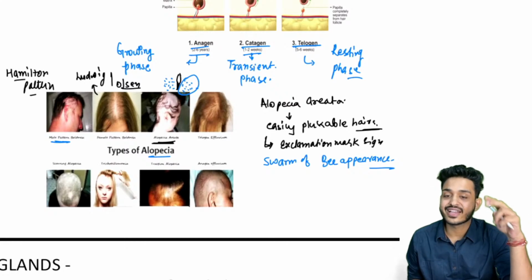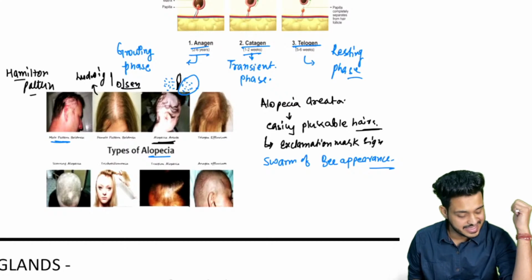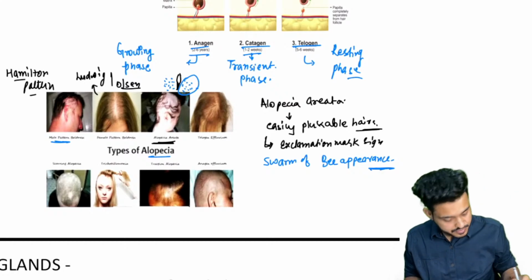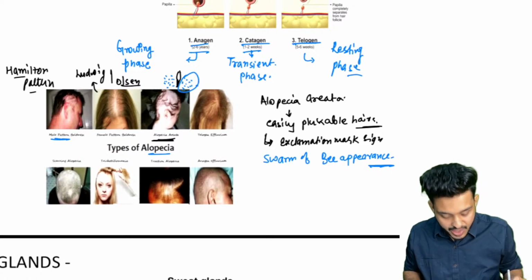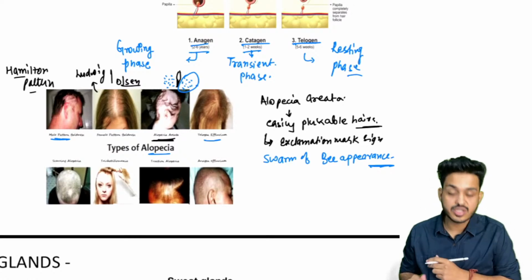Okay, second thing, exclamation mark sign will be seen here. Third thing, swarm of bee appearance will be seen here. Okay, so these are the important findings about alopecia areata. Apart from this, let's see telogen effluvium.